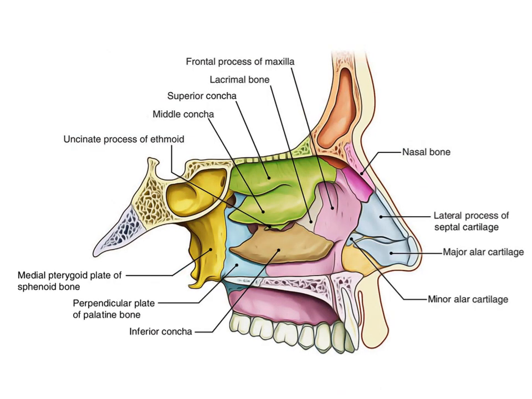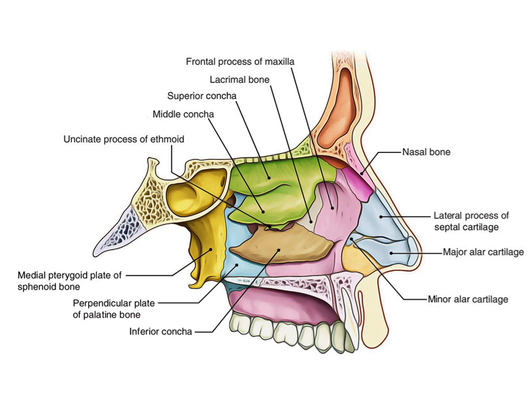Now, the lateral walls of the nose, right or left, are formed also by ethmoid bone, which is shown in green color, having superior concha, middle concha, and uncinate process of ethmoid bone, and a very small lacrimal bone, then frontal process of maxilla. There is inferior concha, an individual independent bone shown in the brown color.